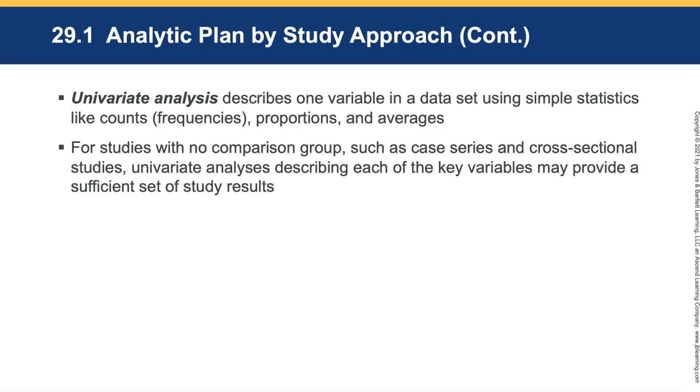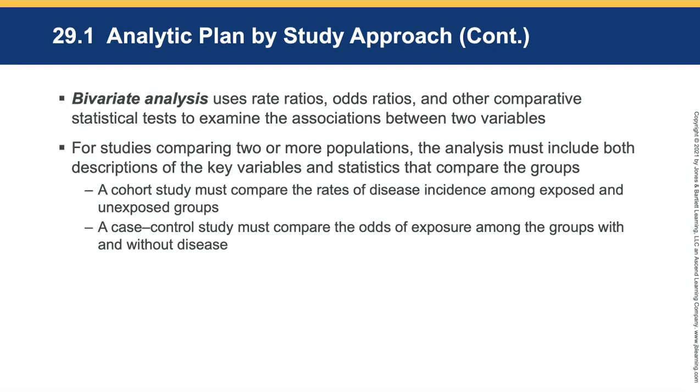So univariate analysis would be used in studies that have no comparison group. And remember when we talked about our different study designs, there were a couple of study designs that did not have a comparison group, and those were the case series or the case study and the cross-sectional study. So for those types of studies, univariate analysis would be appropriate, and they just describe the key variables that you're studying in your study. We can move on to bivariate analysis.